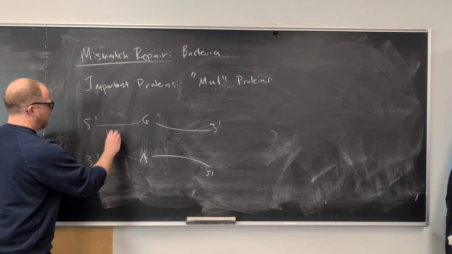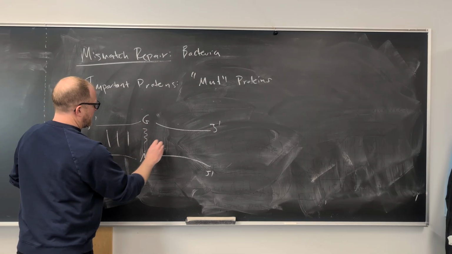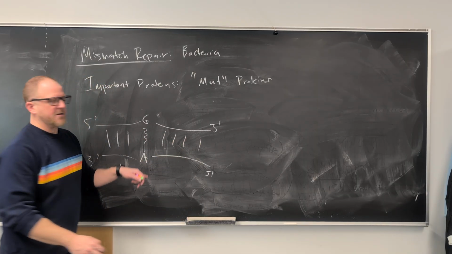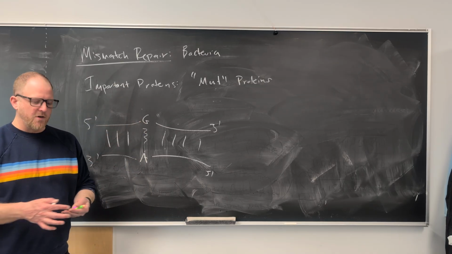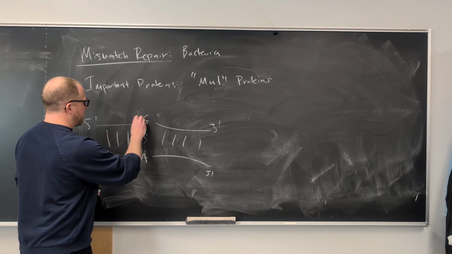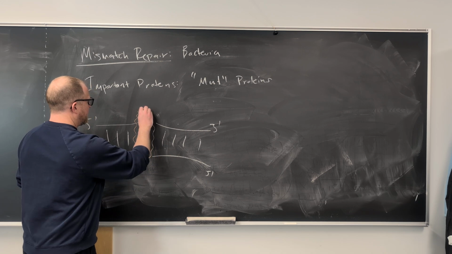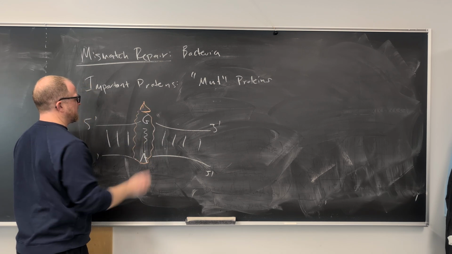5' to 3' there. And we'll put a squiggly line there just to really highlight that this is the wrong base pair. Okay, so this is an incorrect base pair, and this is what the system is trying to detect. And as we've already discussed, these incorrect base pairs really serve as a signal because they're the wrong shape.